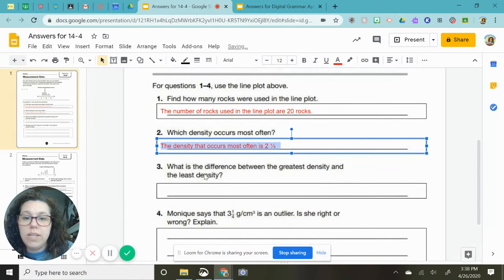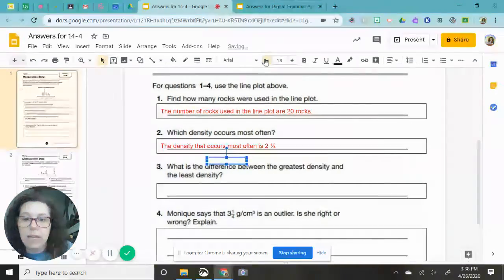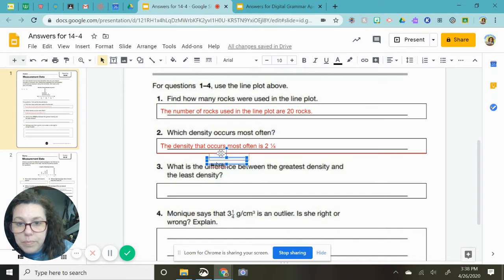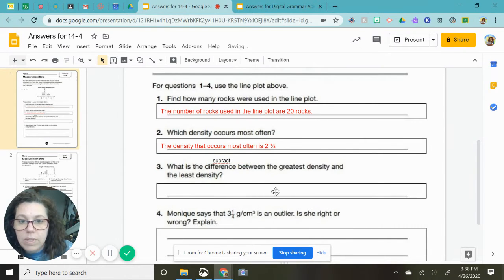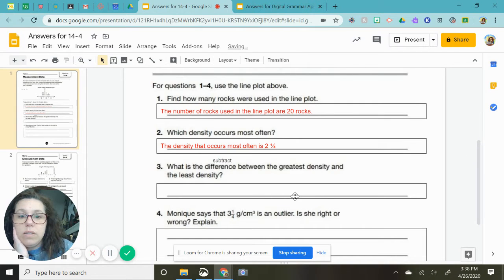All right, what is the difference? Difference is a keyword for subtract. I need to make my little letters here. Subtract. Oh, I spelled it wrong. There we go. What is the difference between the greatest density and the least?